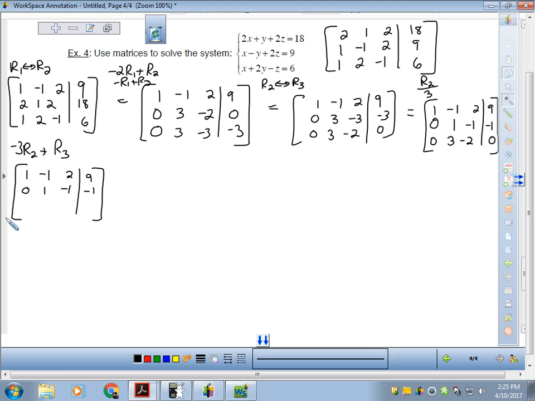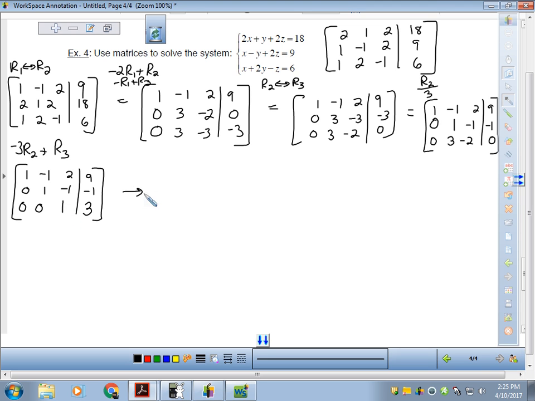And row 3 will become, let's see, negative 3 times 0 is 0, plus 0 is still 0. Negative 3 times 1 is negative 3, plus 3 is 0. Negative 3 times negative 1 gives you a positive 3. 3 plus negative 2 gives you a 1. Negative 3 times negative 1 gives you a positive 3. 3 plus 0 is 3. And then, hey look, this actually came out as a 1, so I don't have to do anything to make this a 1. It's already there.